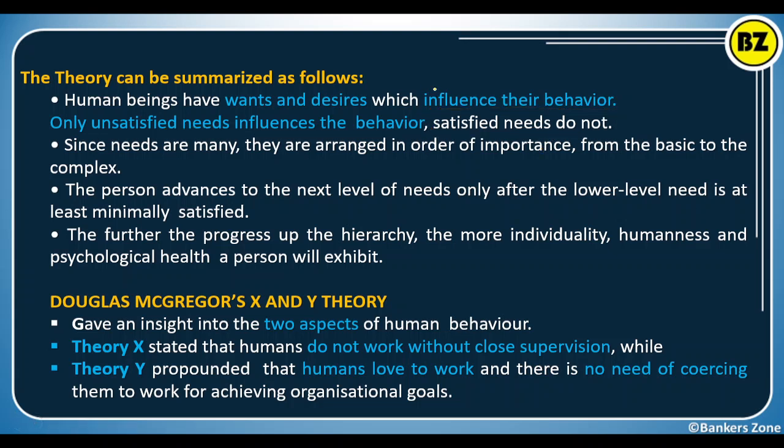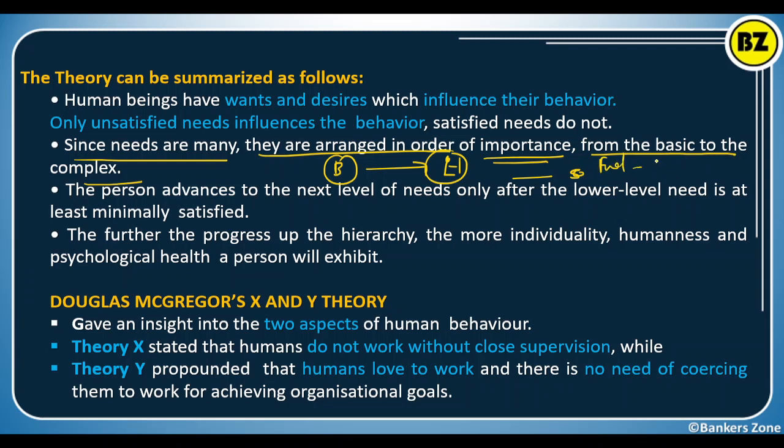Now see, since needs are many, they are arranged in order of importance from the basic to the complex. Your needs will move from lower to higher level, basic to complex. Initially our needs are very simple. You only need some basic items, like food and shelter. Then you go for a job, then you seek your loved ones, then marriage, then you seek some respect in society, then you seek self-actualization needs, like that. That means one by one your needs are going to increase.